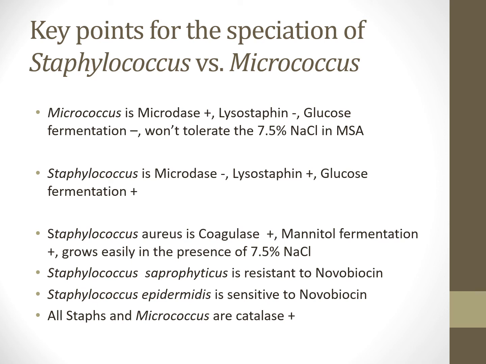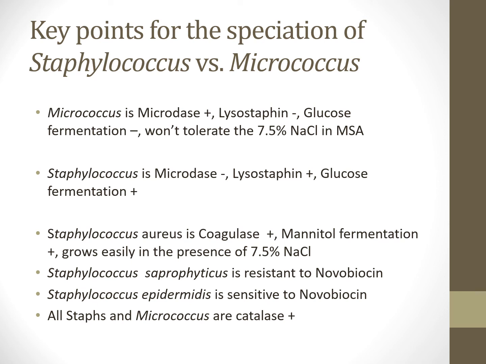How do we determine if we have a Staphylococcus versus a micrococcus? Micrococcus are microdase positive, lysostaphin negative, glucose fermentation negative, and won't tolerate 7.5% sodium chloride in a mannitol salt agar. Staphylococcus, on the other hand, is microdase negative, lysostaphin positive, and glucose fermentation positive. So those tests that I just mentioned are how we determine the genus if we have a micrococcus or a staphylococcus.